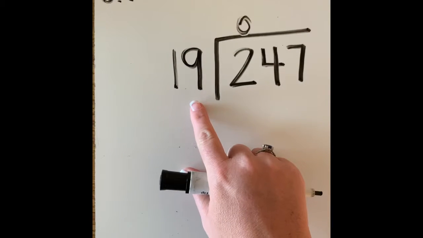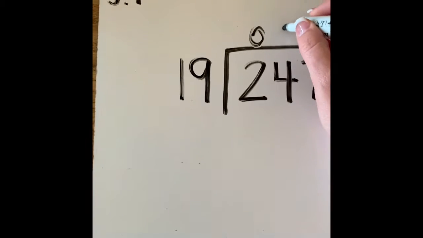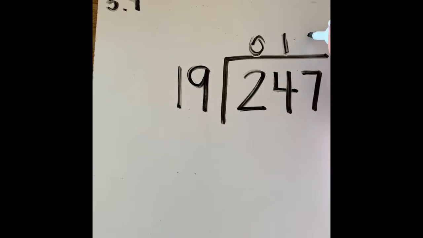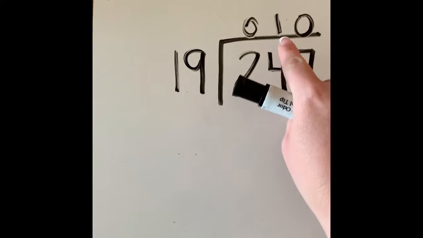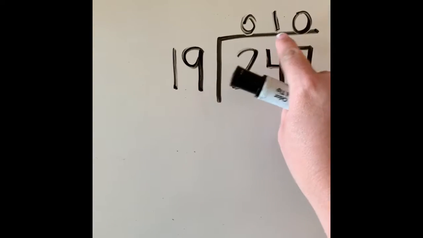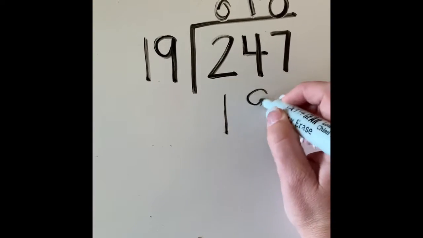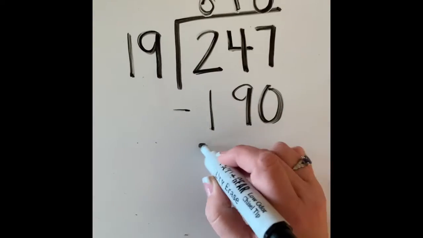Then the next question is, how many times does 19 go into 24? They should say 1 time. We discussed that this 1 is not really a 1, but it's actually a 10, so they should draw their 0. The next step is to multiply 1 times 19, or in reality, 10 times 19. This equals 190.